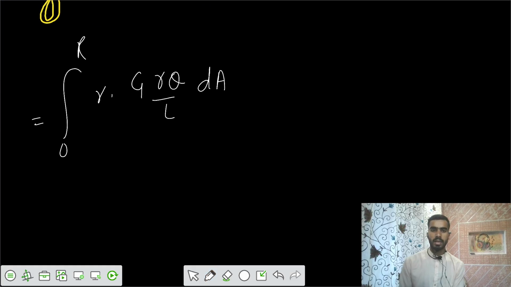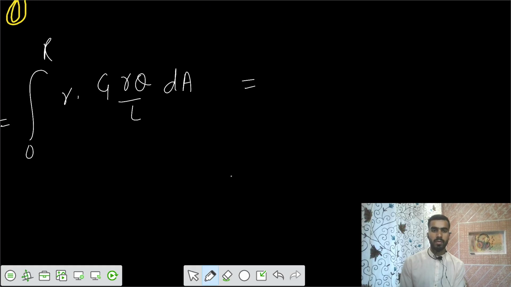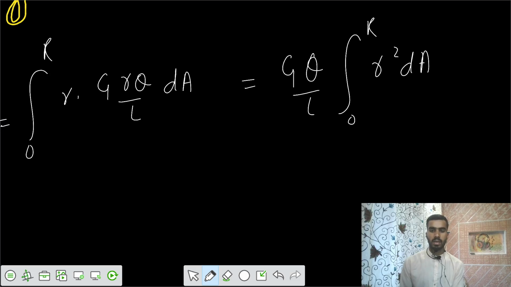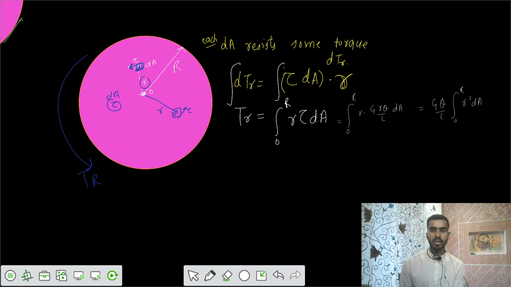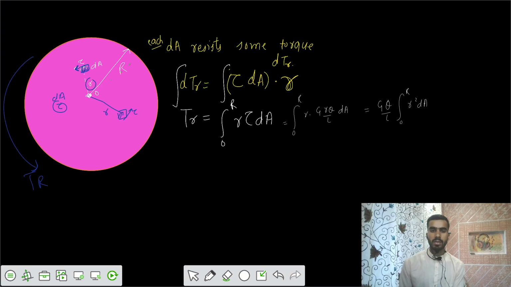Now if you see that, what is this? If you solve it, we have some G theta by L, and the integral from 0 to r of r square dA. And what is this second moment of area? We call it the moment of inertia.